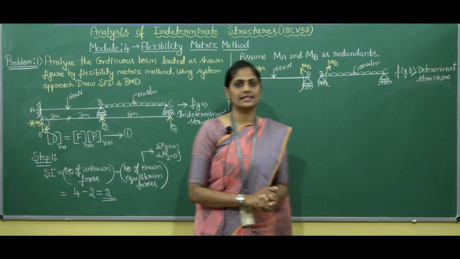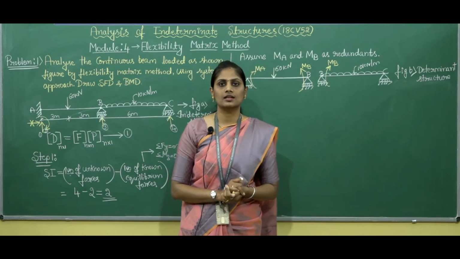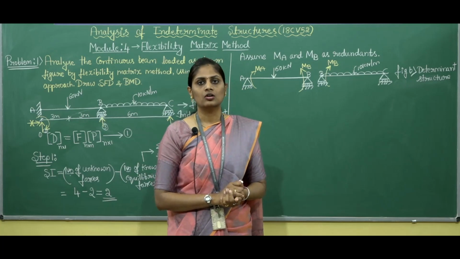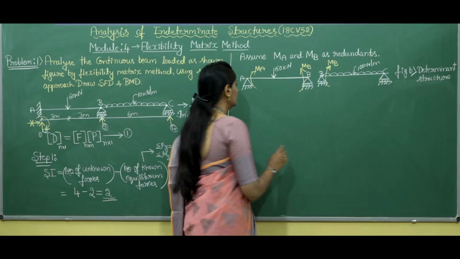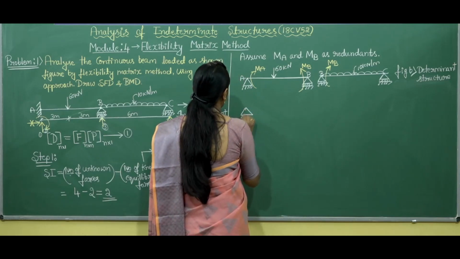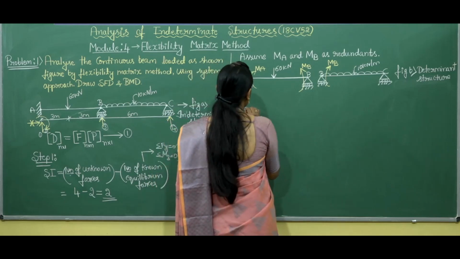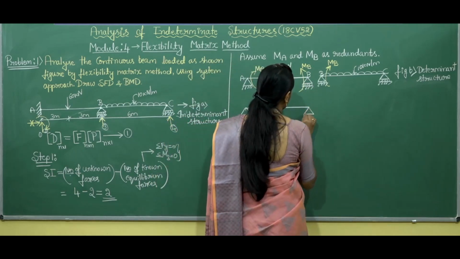Now, after marking the redundants, we should select the coordinate directions. Here we can have the general coordinates along the direction of the assumed redundants.